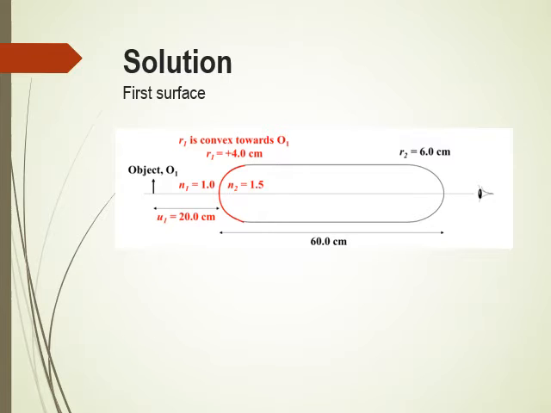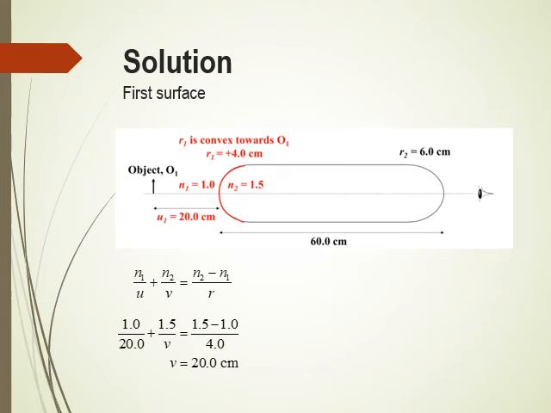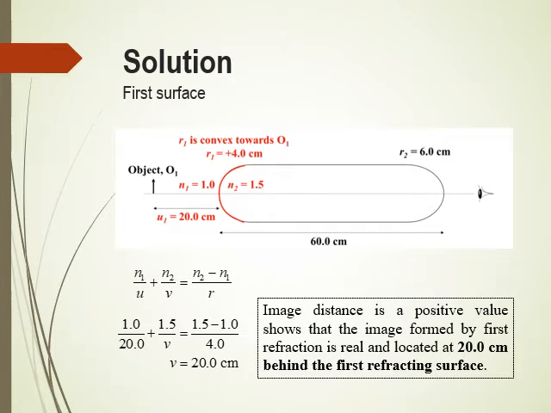Now that we have everything needed, let us apply the equation n1 over u plus n2 over v equals n2 minus n1 over R. Substitute the values into the equation. We now have v equals 20 cm. If you look at the value, v is positive 20 cm. It means this image is located at a distance of 20 cm behind the first refracting surface.